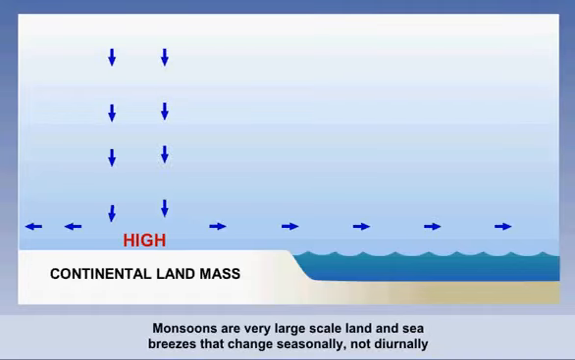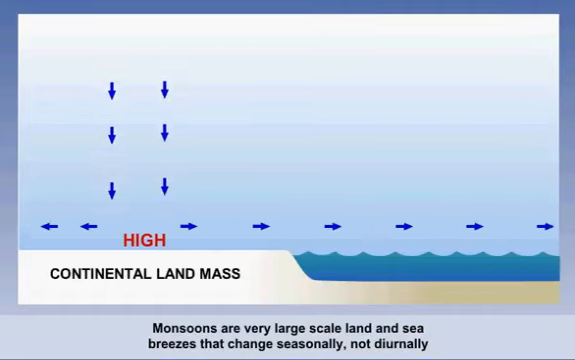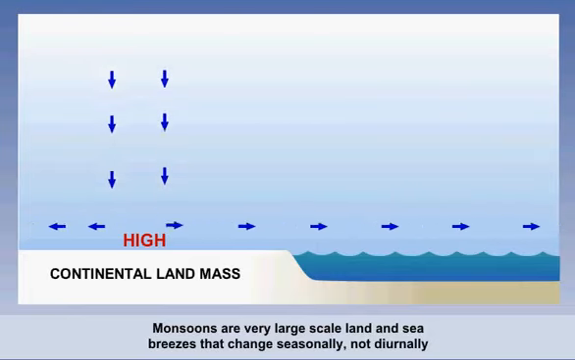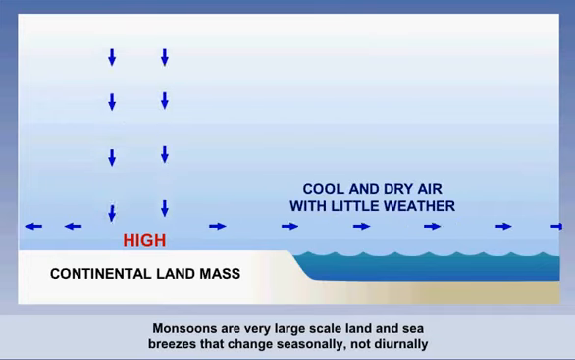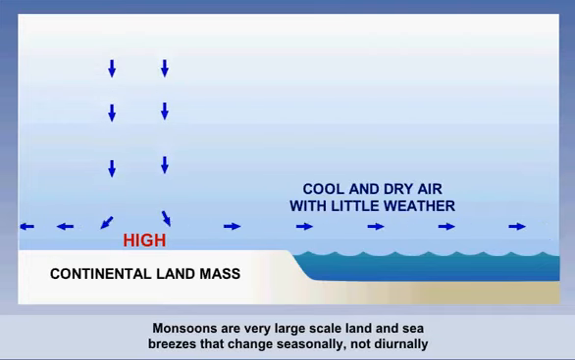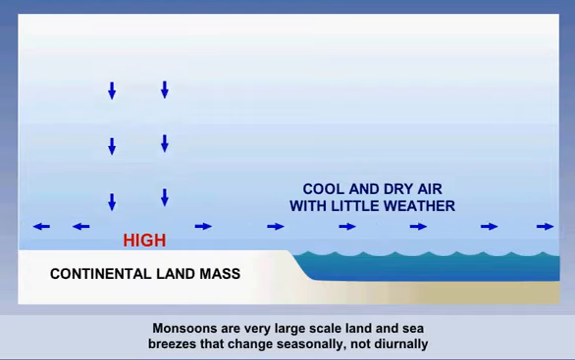As a result of the cooling that will take place, a cold anticyclone will develop and air will move from the land towards the sea. This type of monsoon is relatively cool and dry, since the air has come from a cold continent. Little weather will be observed with this type of monsoon.